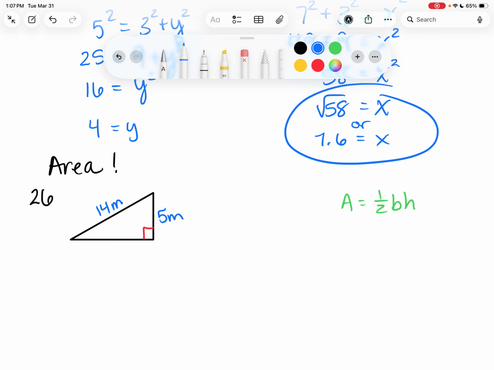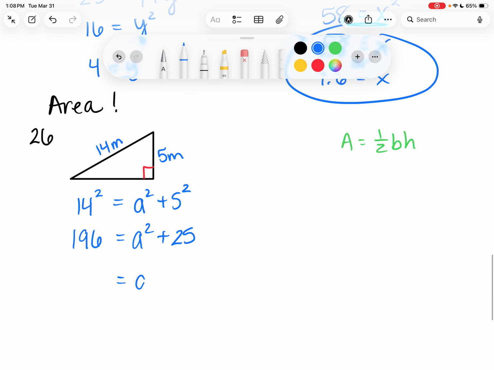How do I find this? 14 squared minus 5 squared is equal to x squared. Let's not confuse people. 14 squared is equal to a squared plus 5 squared. If you can go straight to what you said, that is totally fine. But I think a lot of people are going to get confused. 14 squared is 196, equal to a squared plus 5 squared. 25. Subtract 25. 171.